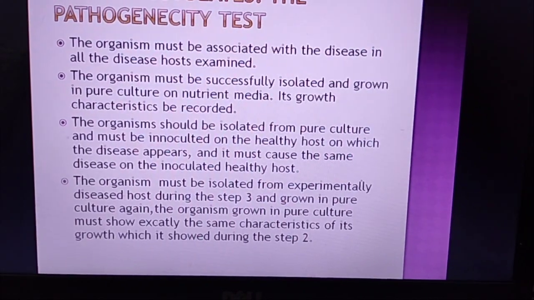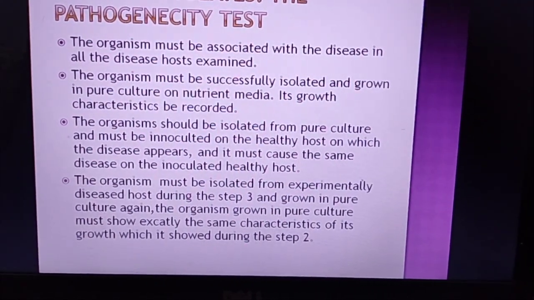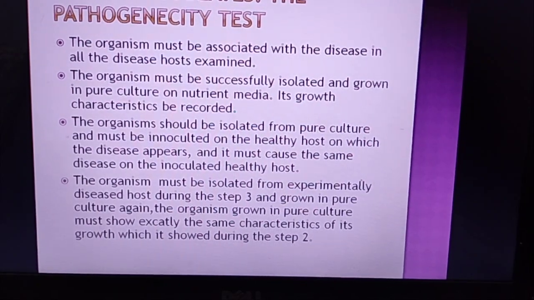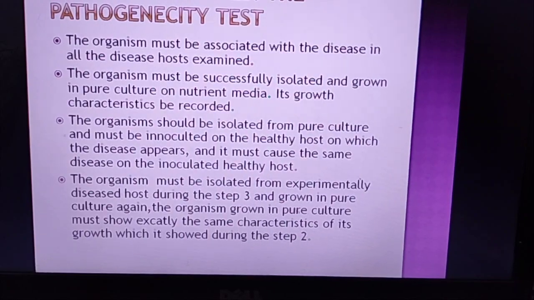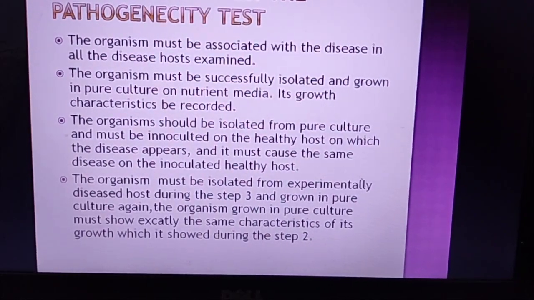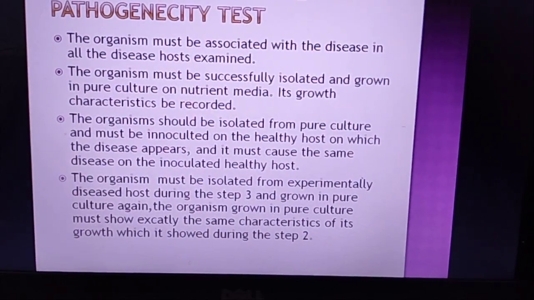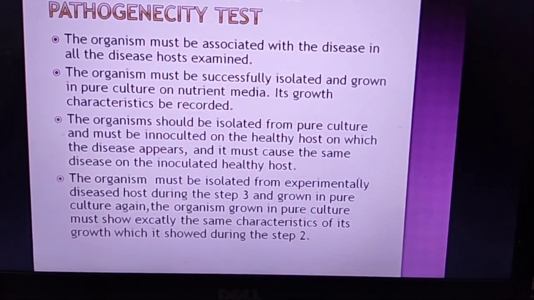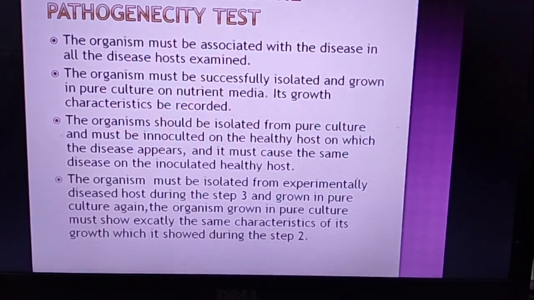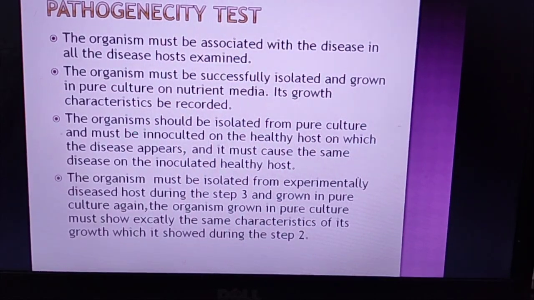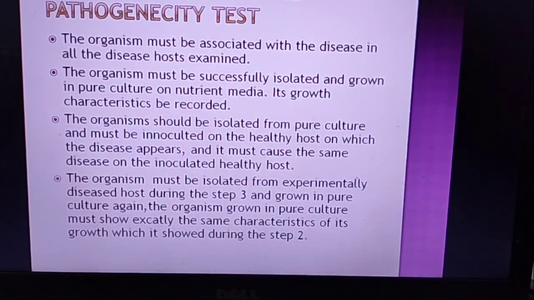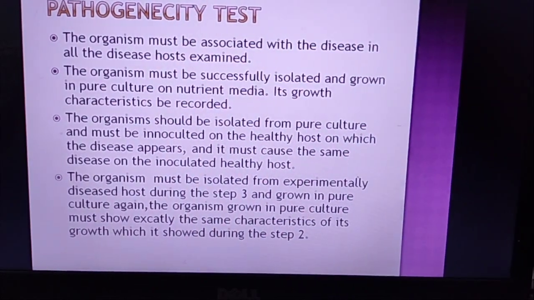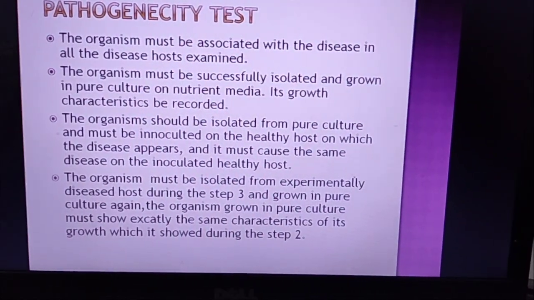The organism must be successfully isolated and grown in pure culture on nutrient media. Its growth characteristics should be recorded. So in his second point, he told that the organism can be successfully isolated. The organism which is actually causing the disease should be isolated and grown in pure culture on a nutrient media, and its growth characteristics should be recorded.